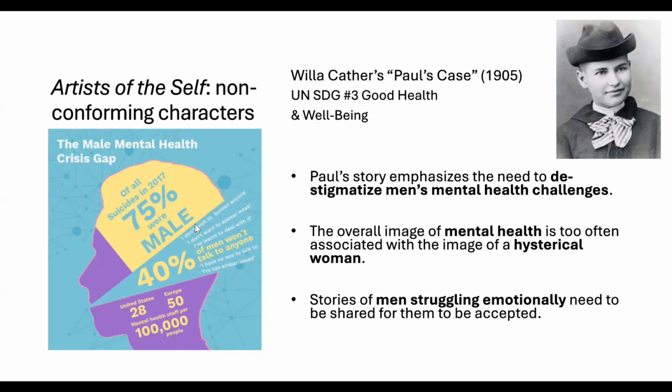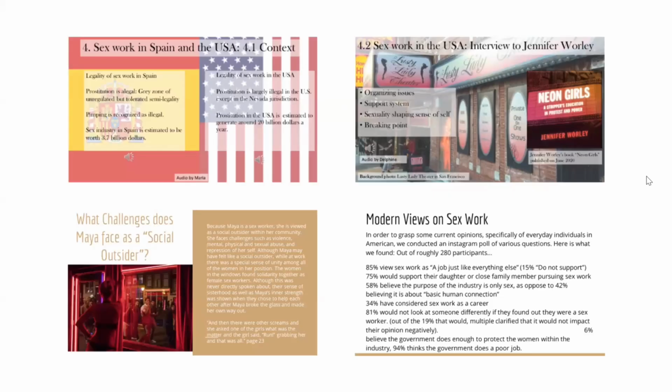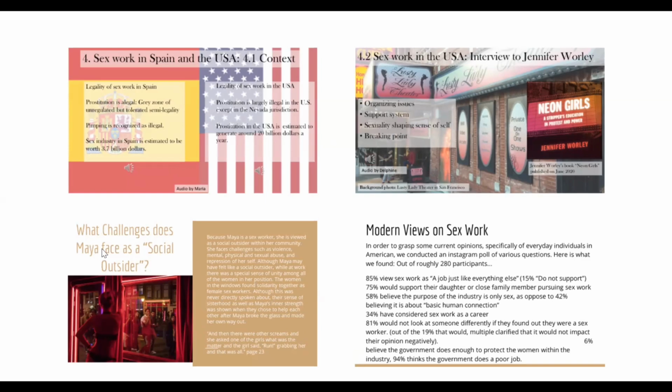Next slide. In Dionne Brand's story, Maya, the daughter of a labor activist, moves from Curaçao in the Southern Caribbean to Amsterdam to be a geriatric nurse, but she ends up doing sex work instead. Our students compared perceptions of sex work in Spain and in the US. They interviewed a former member of this profession and thought about the challenges Maya faces as a social outsider, an identity marker relevant to all 3 of the stories we read.